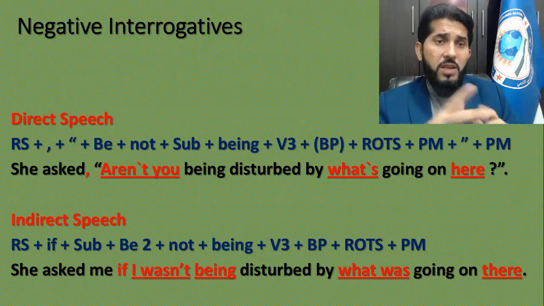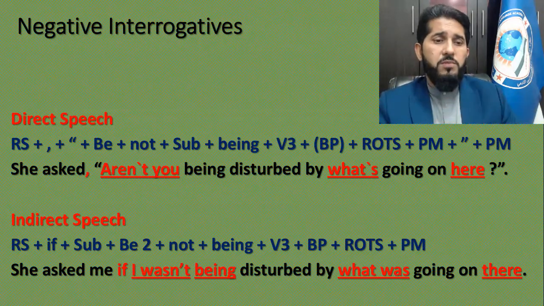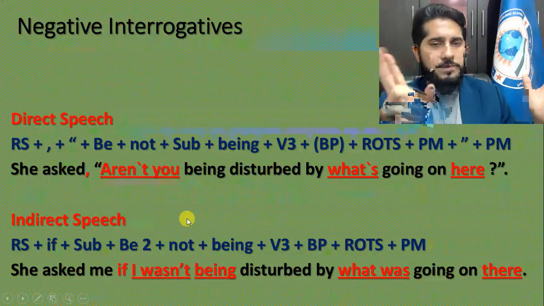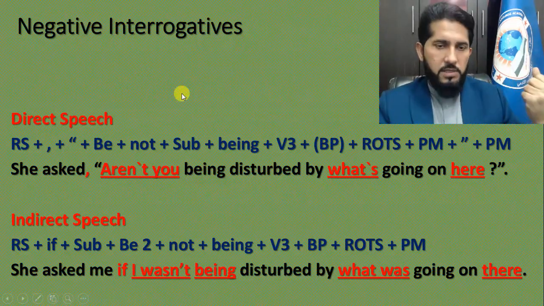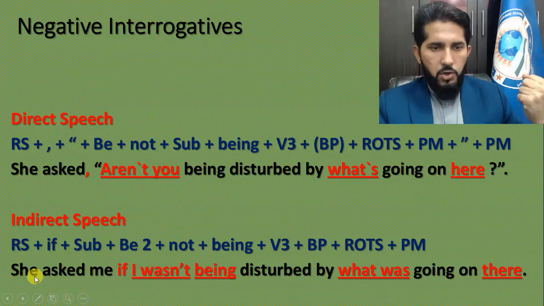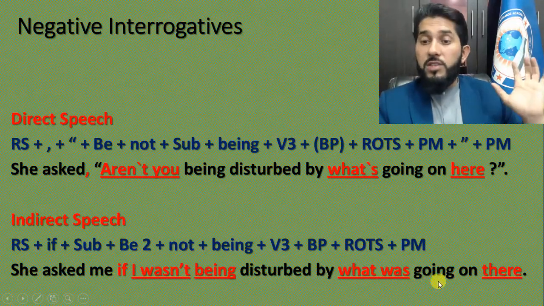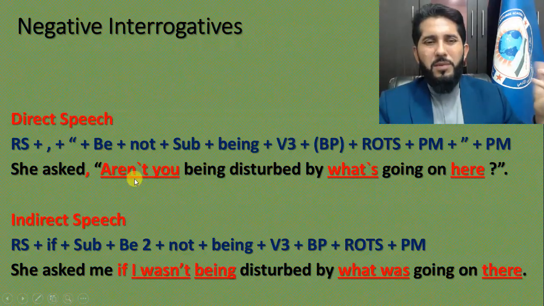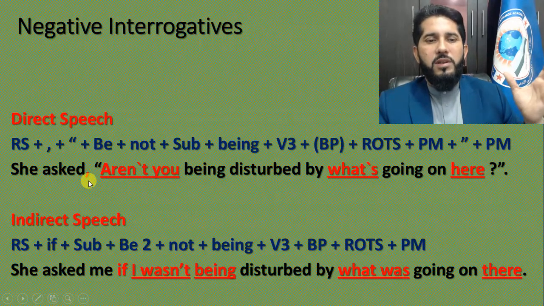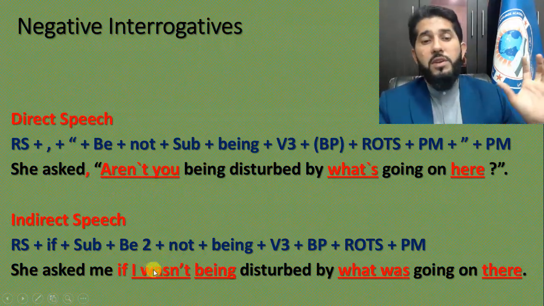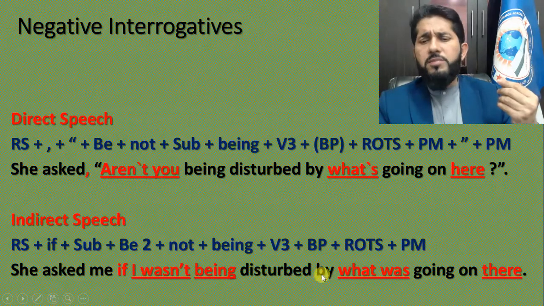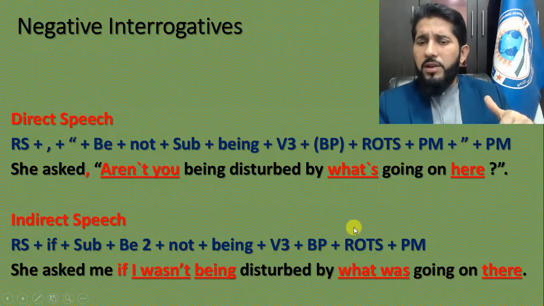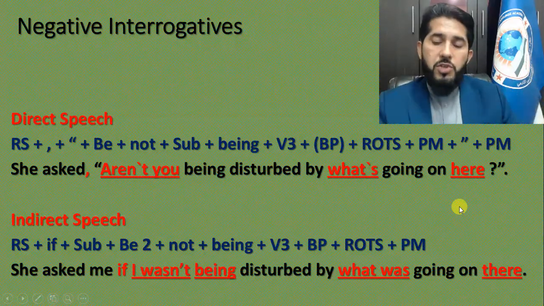So when you want to change this negative interrogative from direct speech into indirect speech, here's the structure. You can pause the video, write it down, or take a picture or screenshot if you want to use it in the future for making these kinds of sentences. It's really up to you. So, she asked me if I wasn't being disturbed by what was going on there. Some changes are made over here because "aren't you" is changed to "if I was not." Instead of the comma, "if," and "aren't you," inversion is done over here. The subject comes first here. "Aren't" is changed to "wasn't," and "what is going on here" becomes "what was going on there." So these are the changes.